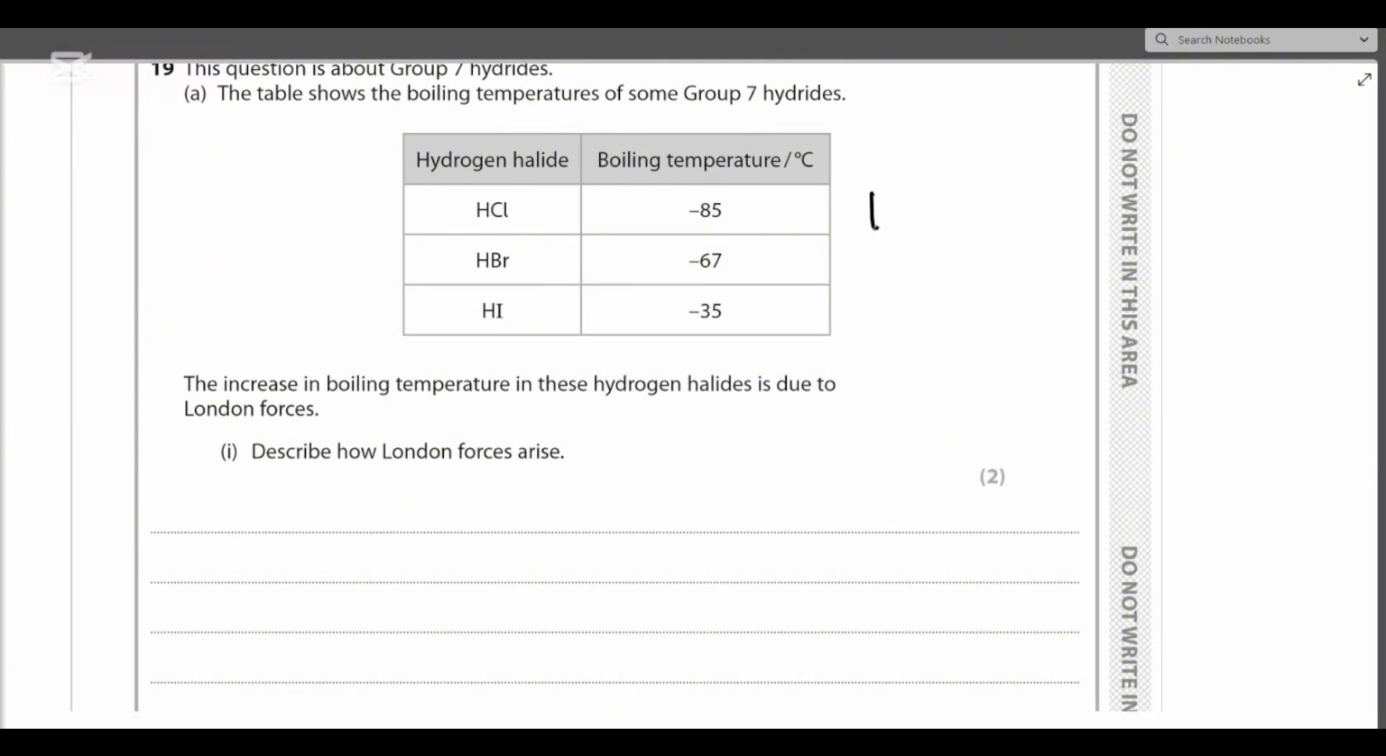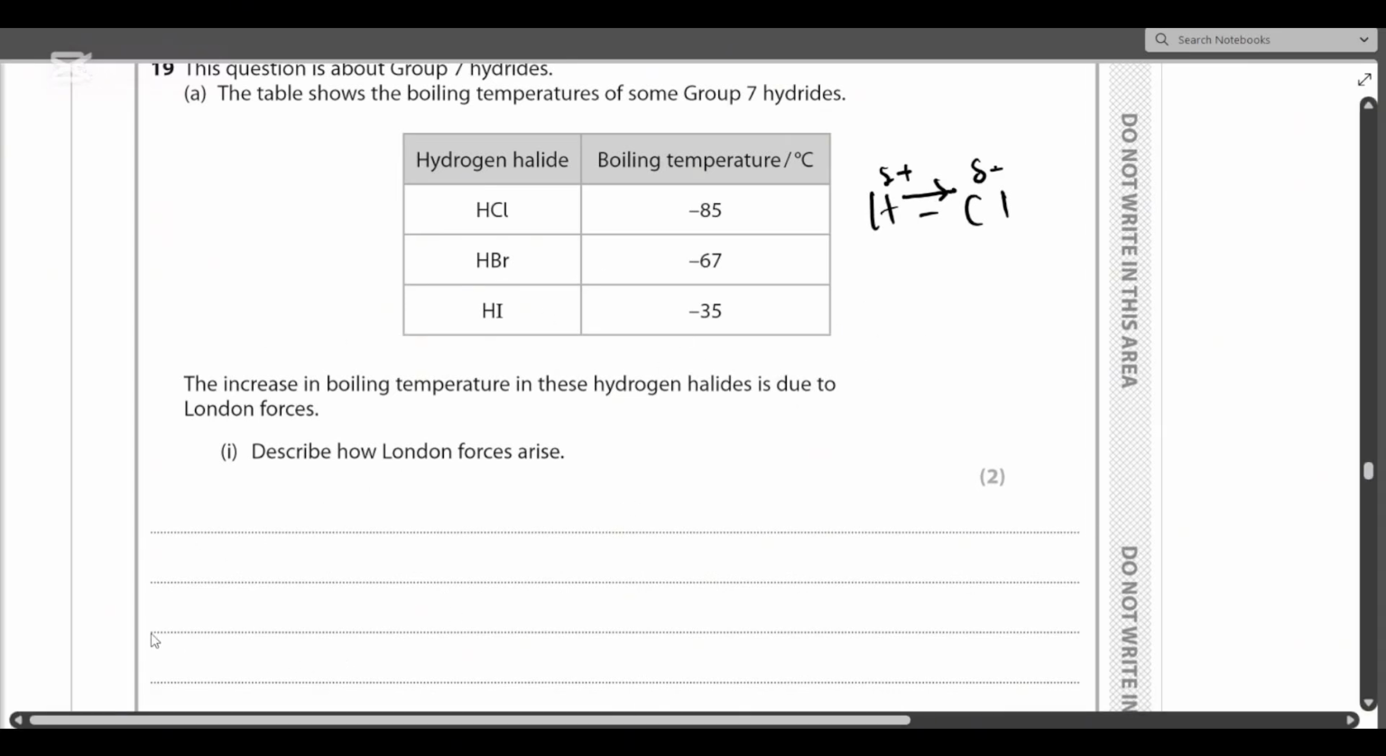Temporary dipoles basically means that, since this is a polar bond, a partially positive charge is produced in the hydrogen atom, while a partially negative charge is produced in the chlorine atom. So this produces a temporary dipole, something like this. Due to the production of this temporary dipole, the electrons have a random arrangement. Basically, the electrons disorient among themselves, and the arrangement becomes random.